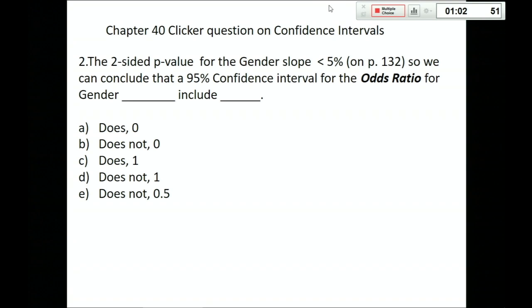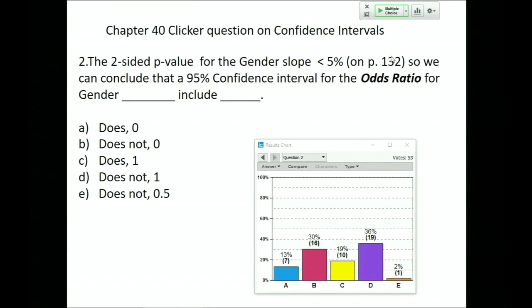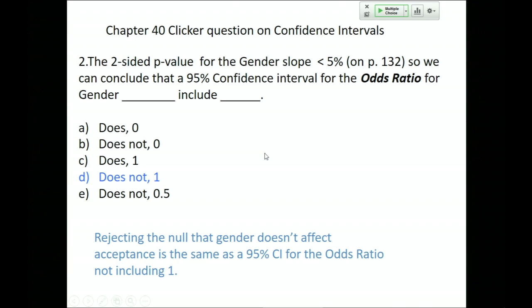Okay, so I'm going to stop it now, and let's see what you chose. Okay, so you're not sure about this one. The correct answer is D. Let's see why. Rejecting the null that gender doesn't affect acceptance is the same as a 95% confidence interval for the odds ratio not including 1. If gender doesn't matter, the odds ratio is just going to be 1 to 1, right? Doesn't that make sense?